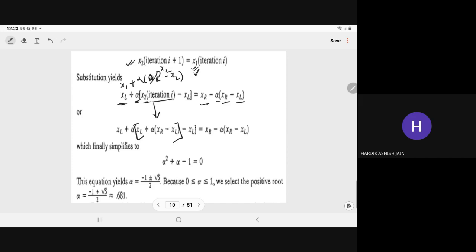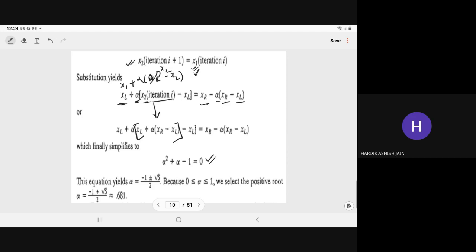So when we solve, it will give you this quadratic equation: alpha square plus alpha minus 1, and its root will be (minus 1 plus minus root 5) upon 2. Since alpha lies between 0 and 1, we take only the positive root. Alpha is equal to (minus 1 plus root 5) upon 2, which is equivalent to 0.681. That is the value of alpha, the golden ratio, right? Using this we narrow the interval of uncertainty. So that's the theory of the direct search method, the golden section method.